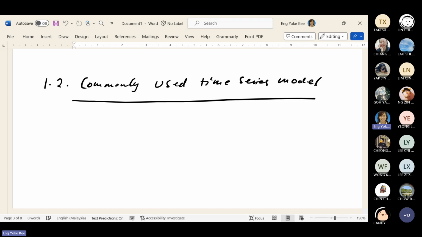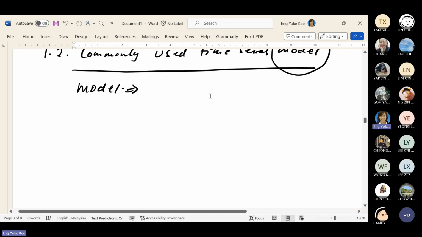Okay, so first thing first, model. So we are empirical guys. Empirical means what? We see the real world in a very objective manner. We want to verify, we want to test, we want to examine. So how do we see the real world? We use a model to view the real world. Okay, so what is the real world?